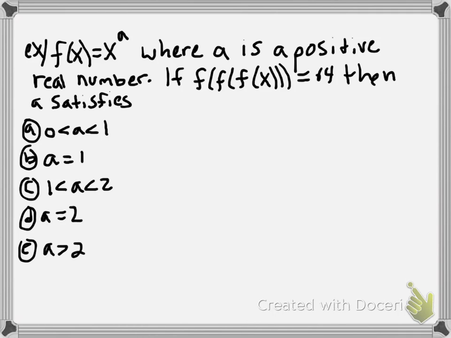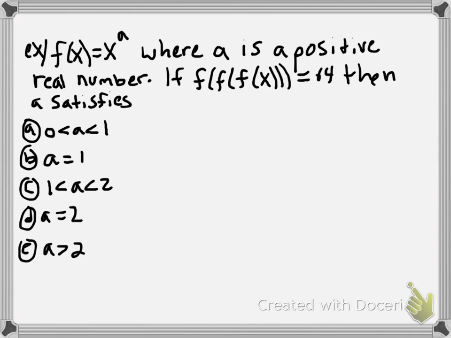Okay, so this is more of a challenging problem. It says, if f of x equals x to the a, where a is a positive real number, if f of x is 64, then a satisfies a, b, c, d, e. We just have to figure out basically which one.